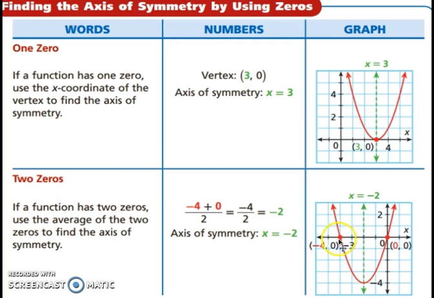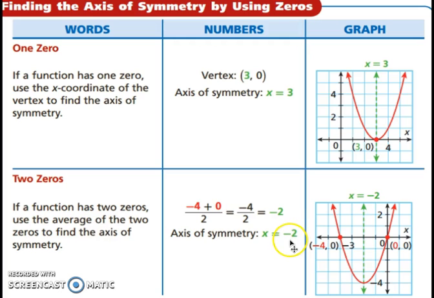If a function has 2 zeros, you want to find what's in the middle, so the one halfway between, because that's going to help you find that x value, if you will, of your vertex. So you have -4 and 0, halfway between those. That's why they added. It got the average. -4 plus 0 divided by 2. So halfway between -4 and 0 is -2. So your axis of symmetry, the line that cuts the graph in half, is x equals -2.